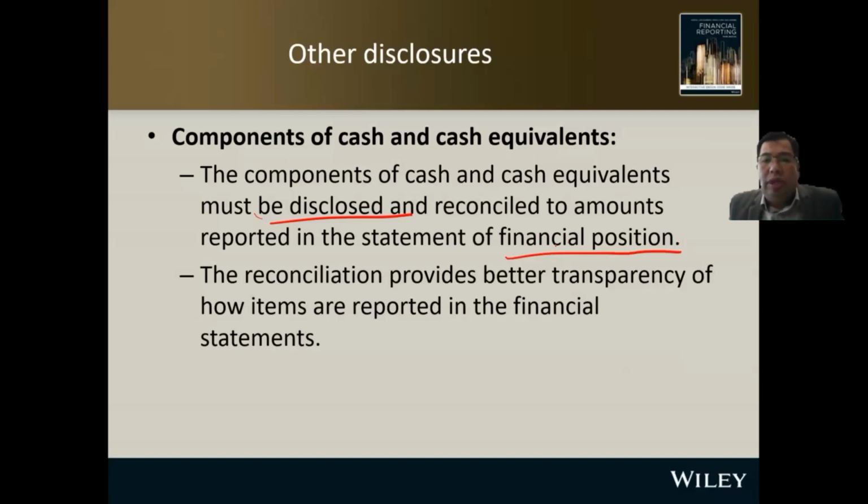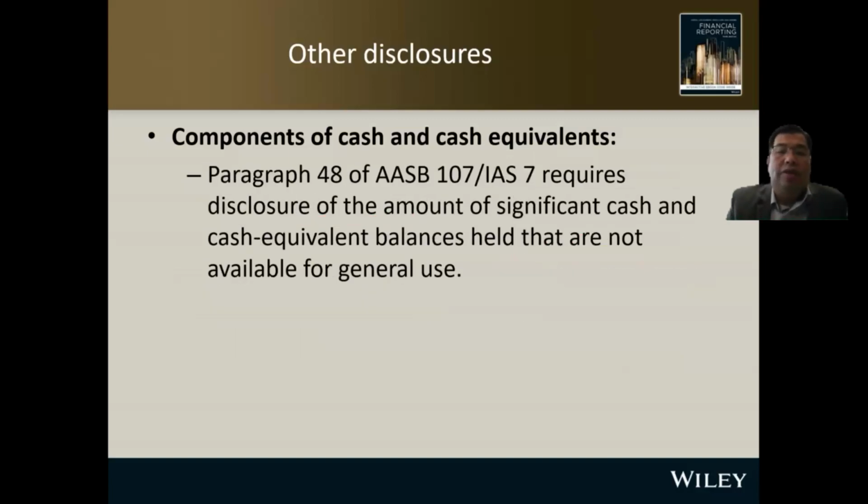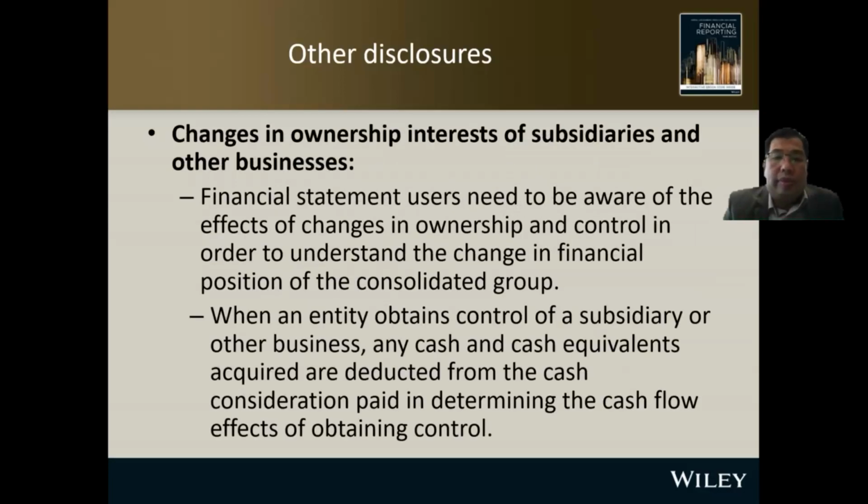And this is important to ensure transparency in how items are reported in the financial statements. And according to para 48, it requires disclosure of the amount of significant cash and cash equivalent held that are not available for general use. So this is another critical information because we want to know how much money we can use, how much we cannot use.